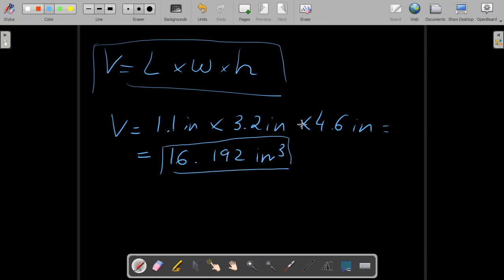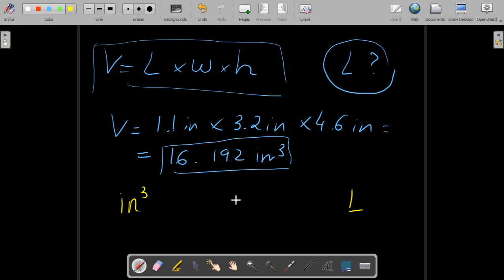No. The question here was, what is the volume in liters? They want to know how many liters. Well, do we have a straight path between cubic inches and liters? No, we don't. So the next step is for you to think this through. How do we go from one unit to another? How are all these units related? I want to end with liters. I'm starting with cubic inches.